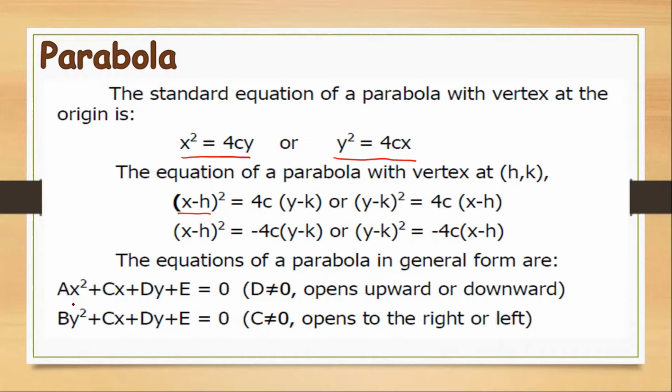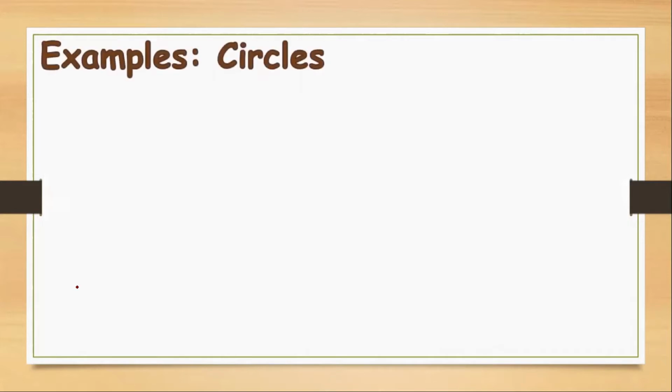And for the equation of the parabola having this one, ax squared plus cx plus dy plus e equals 0, where d is not equal to 0, it opens upward or downward. And if we have by squared plus cx plus dy plus e equals 0, and c is not equal to 0, then it opens to the right or to the left. Take note that here we have only a, and for the second equation we have only b. It means that we can never have a and b at the same time in the equation of the parabola. Okay, so let's have an example.